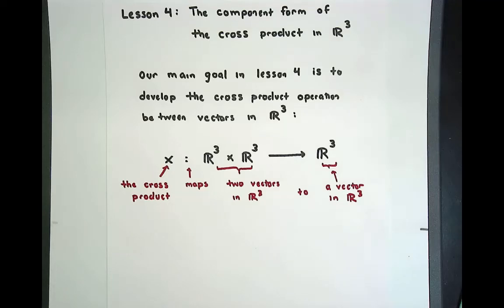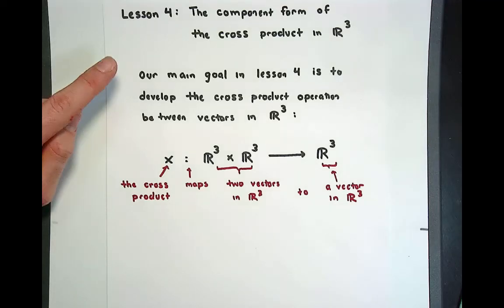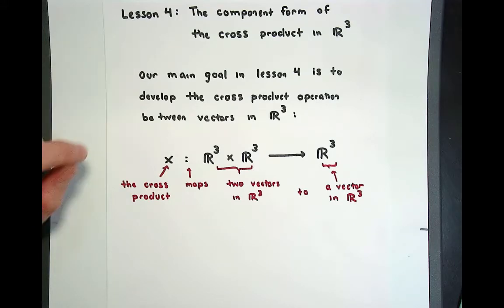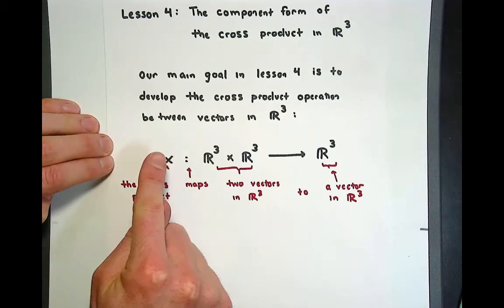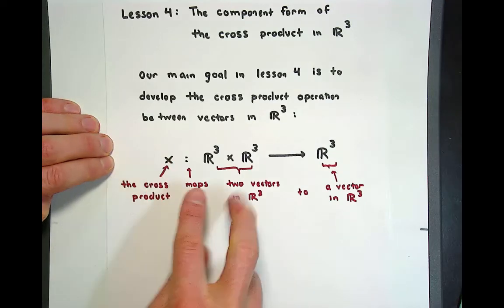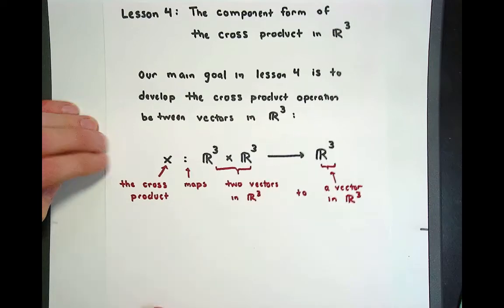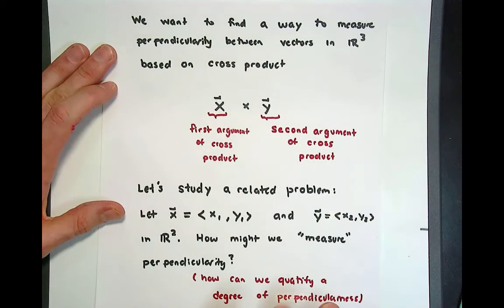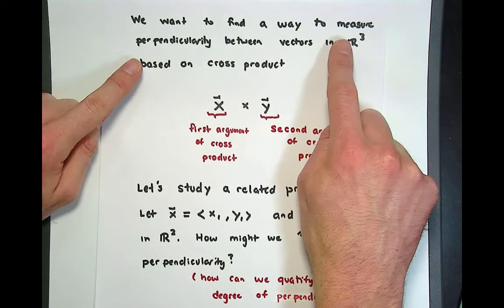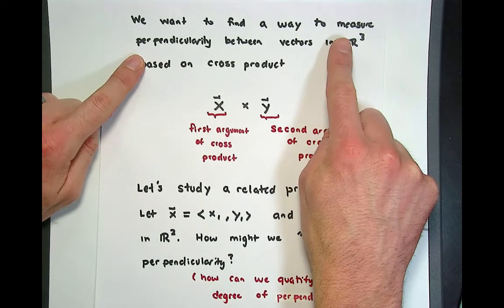Welcome back. Quick recall from the last video. We were studying the introduction to the component form of the cross product. We were saying that the entire idea of the cross product is to take two vectors in R3 and produce a vector in R3. We also said in the last video that the cross product has two major purposes, one of which is to measure perpendicularity.